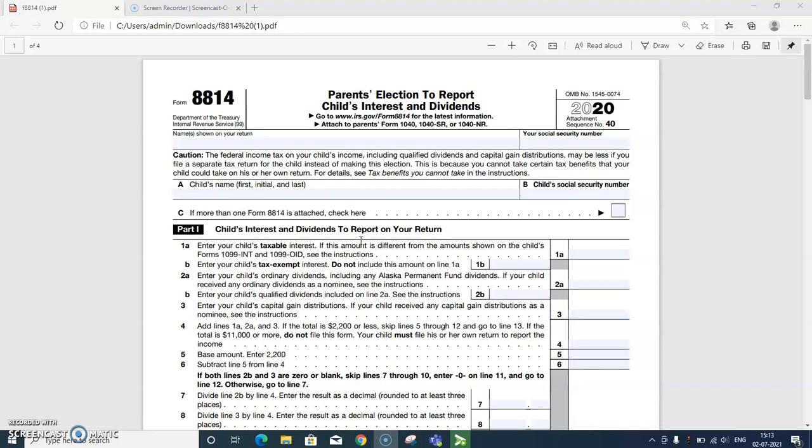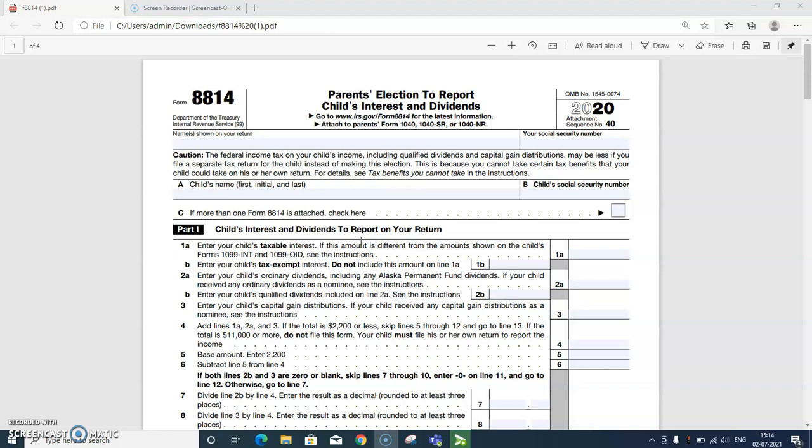The child must have lived with you for most of the year and you were the custodial parent. If you are the custodial parent and you remarried, you can make the election on a joint return with your new spouse. But if you and your new spouse do not file a joint return, you qualify to make the election only if you had higher taxable income than your new spouse. Please note that if you and your child's other parent were not married but lived together during the year with the child, you qualify to make the election only if you are the parent with the higher taxable income. So guys, this is a little complicated form.